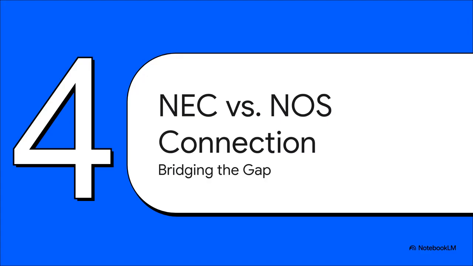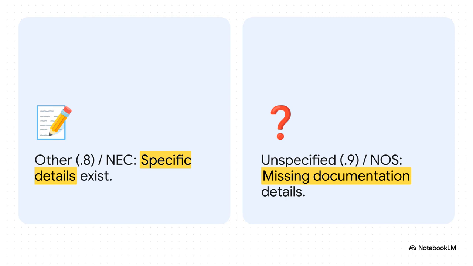Let's tie this all together in Section 4, the NEC versus NOS connection. You need to hardwire this direct connection into your brain, especially since we just covered these conventions. Your .8 other codes are intimately tied to the NEC convention, not elsewhere classifiable. You have the specific details, but the book doesn't have a class for it. On the flip side, your .9 unspecified codes are tied to the NOS convention, not otherwise specified. You simply don't have the details. So remember, NEC pairs with .8 and NOS pairs with .9.